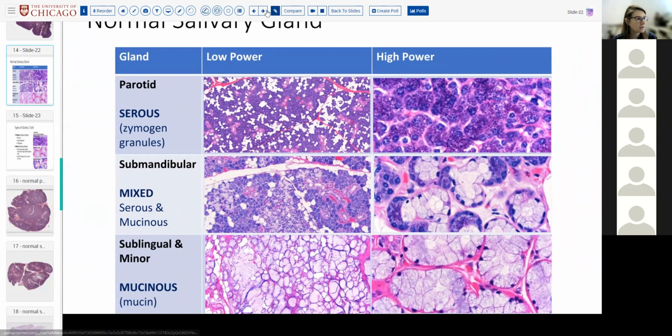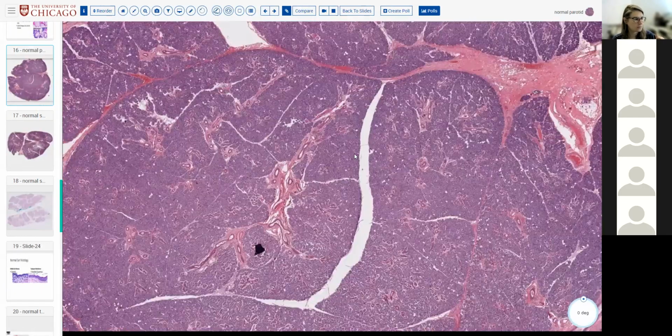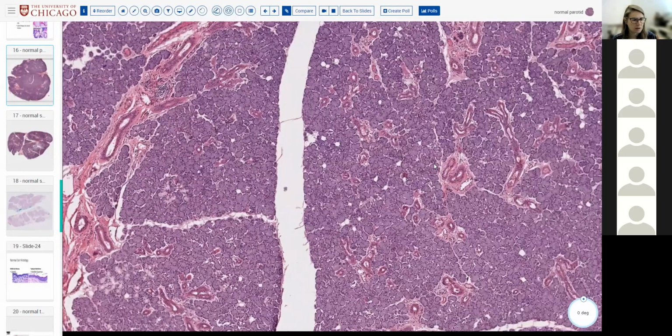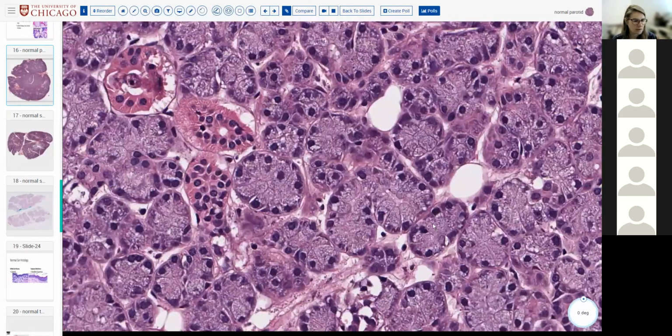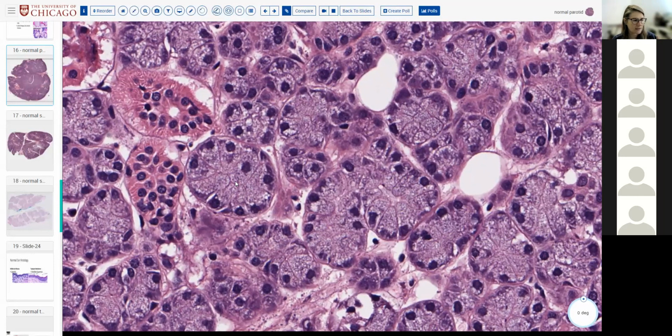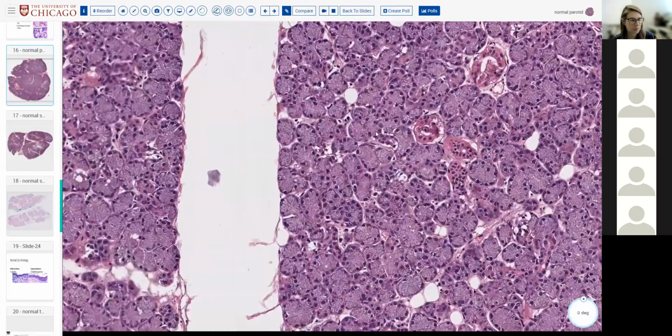So let's actually look at these. Okay, so if you look carefully, you'll see that these cells contain little tiny purple specks in pretty much all of them. All right, so this is a nice section through a normal parotid gland.